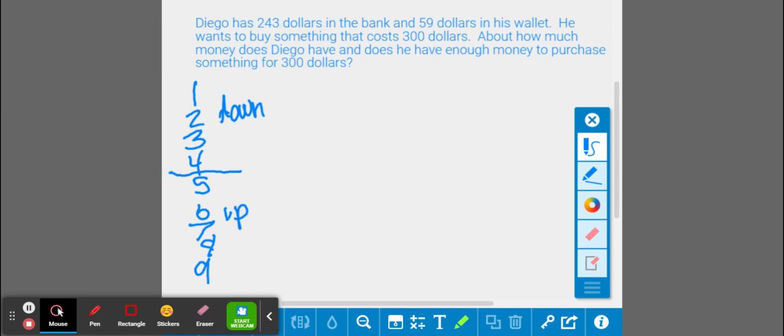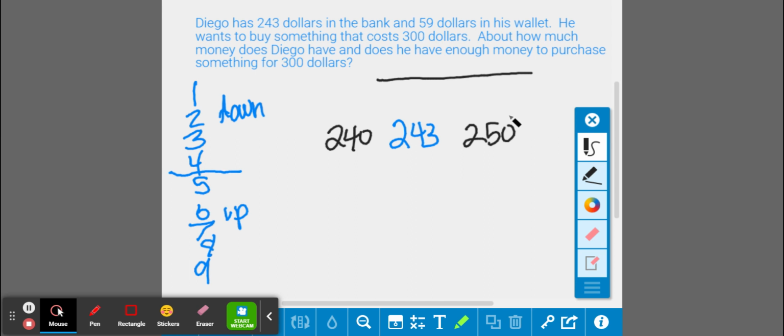So let's take a look at $243. We know that our friend Diego has $243. We want to round this to the nearest 10. So again, what I like to do is give the kids some visual anchors, right? Another kind of visual anchor is a number line. So we know for rounding to the nearest 10 that you have a choice of rounding down to 240 or rounding up to 250.